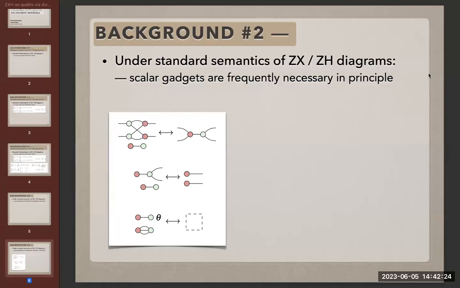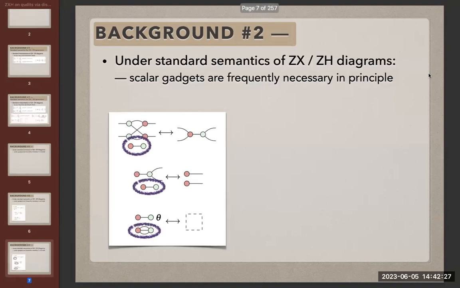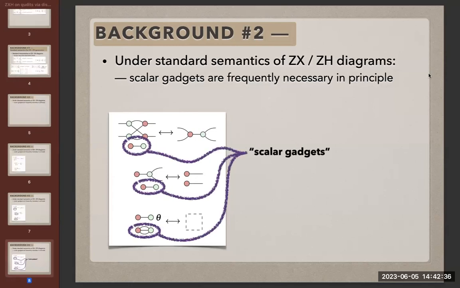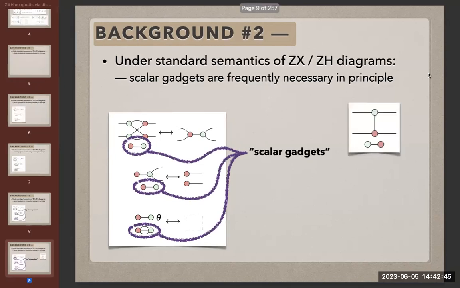And so here are some standard ZX rules on the left. Here are some subdiagrams whose only role is to represent normalizing factors in order to make the equality hold. And these are what I will refer to as scalar gadgets. They are simply closed subdiagrams whose purpose is to denote a scalar. And then not just in the rewrites, but the very most common, I would say, practically speaking, source of such scalar gadgets is in representations of something such as the C-NOT. This diagram in the upper right denotes the controlled NOT operation. Without that scalar gadget, that's not true under the usual semantics for the ZX calculus.